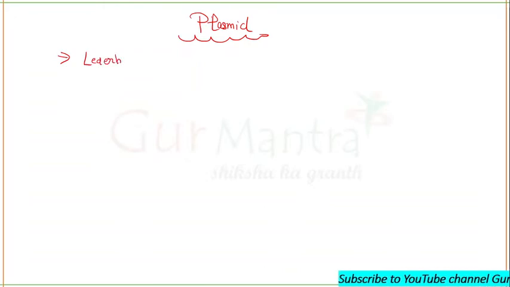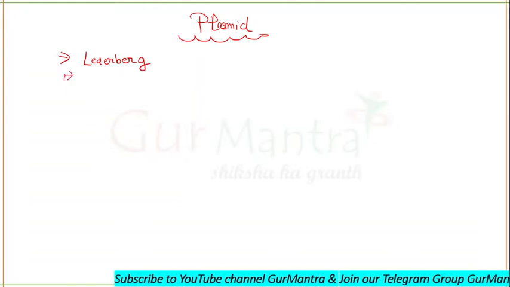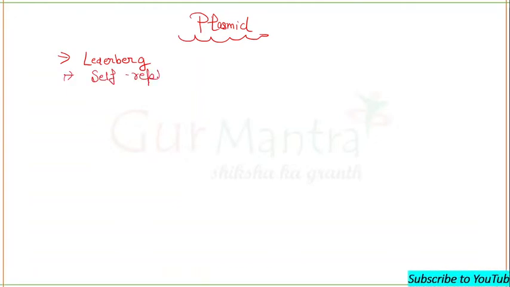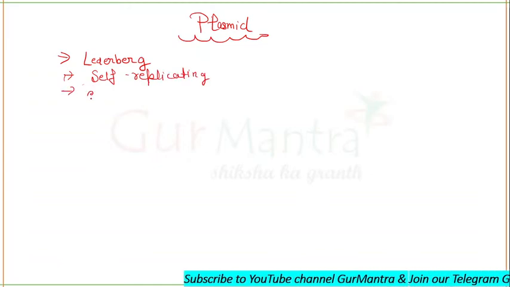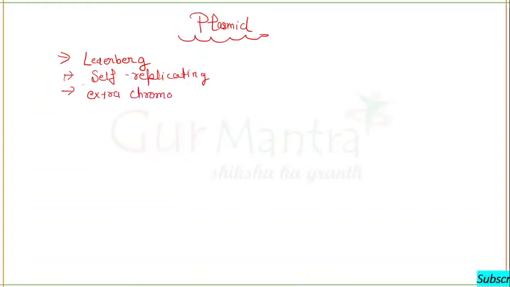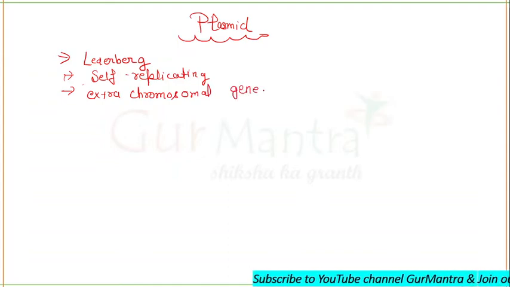Okay, Lederberg was the person who coined this term. Are they self-replicating? Definitely, plasmids are self-replicating, and they are extra chromosomal segments of DNA. So we can say they are extra chromosomal genetic material in bacteria.